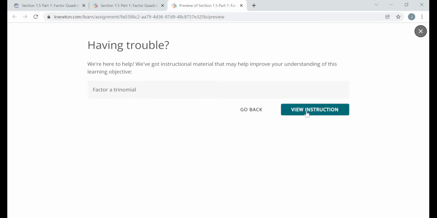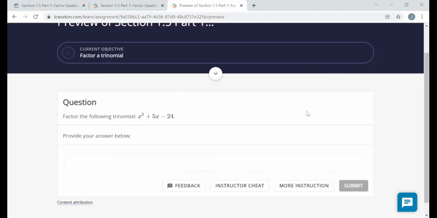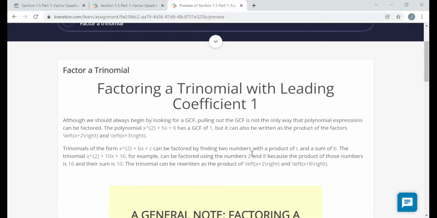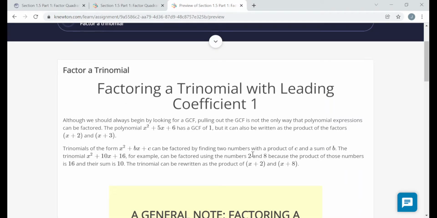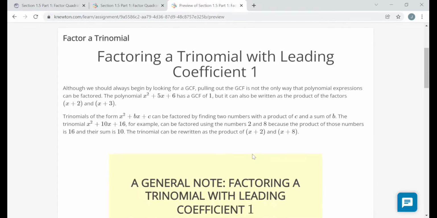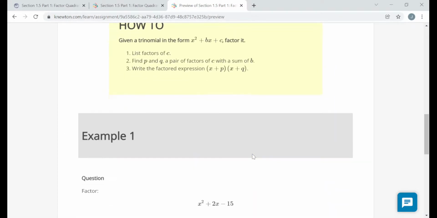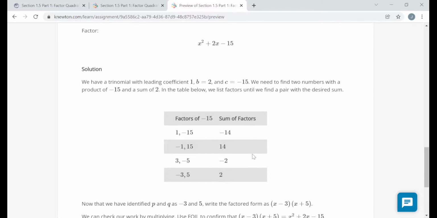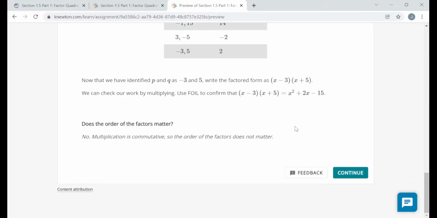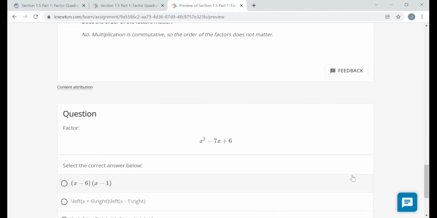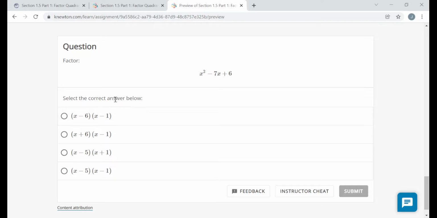Factoring a trinomial. So I click view instruction, and here is some reading. Now there may be some reading or some videos or both related to that particular objective. So read through, take notes, practice whatever they have, look at their examples, how to do things, and then after you've read through, you hit continue and it throws a question at you related to that same objective. Now this one's nice and multiple choice, but let me actually write this out and we'll talk about how to factor it.